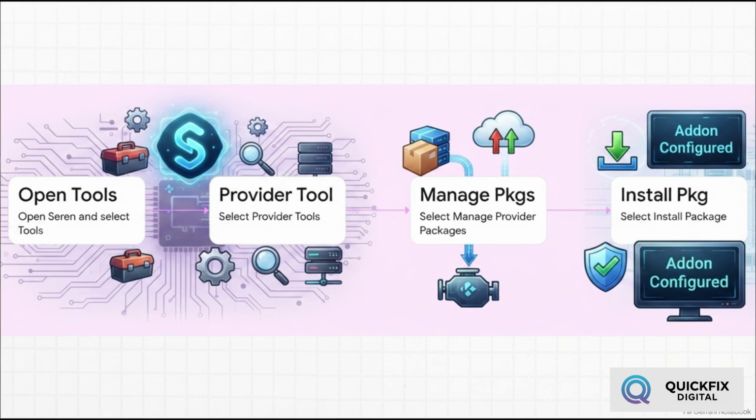Open up Seren and scroll down to select Tools. From that menu, hit Provider Tools, and then choose Manage Provider Packages. Finally, look over to the right side of your screen and select Install Package.